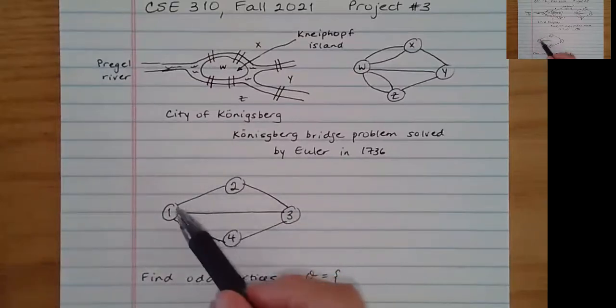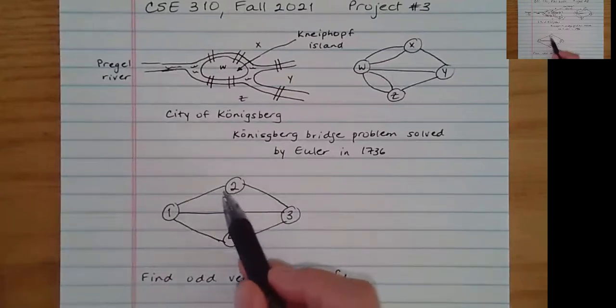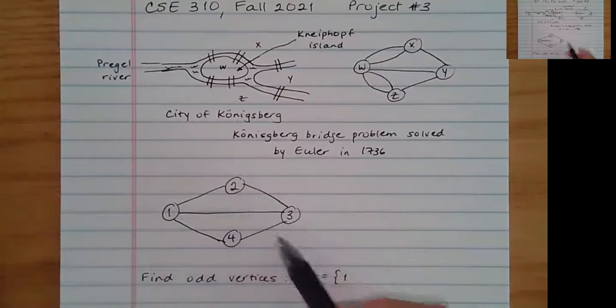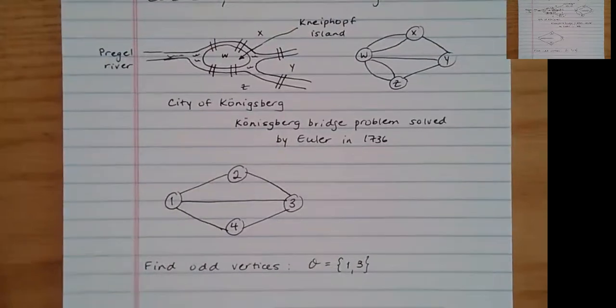So in this case, we can see that vertex 1 has degree 3. Vertex 2 has degree 2, so that's even. 3 has degree 3, and 4 has degree 2. So we've got 2 odd degree vertices. All right, so that's what we find first.